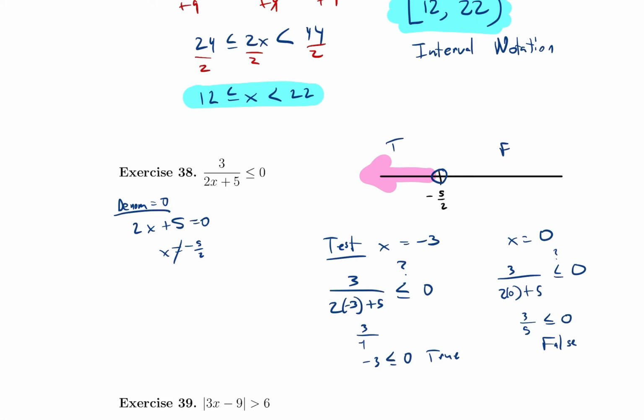There we go. And the interval notation for that would have to be everything to the left, which is denoted by negative infinity. Infinities, whether they're positive or negative, should always be exclusive, so parentheses. And to the right, you have negative 5 over 2, and that's an open circle, so also a parenthesis there. So this would be the solution in interval notation.